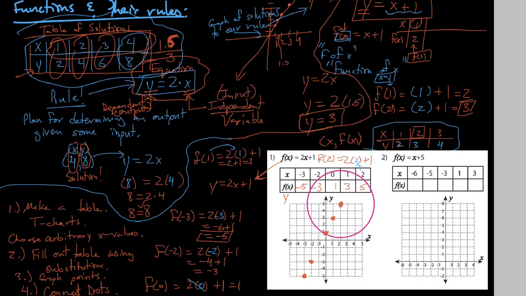And we say, okay, so these are the solution pairs that we found. What we want to do is connect the dots. And what we're going to do also is label this f of x equals 2x plus 1, because what we're really doing is graphing all of the solutions to this.